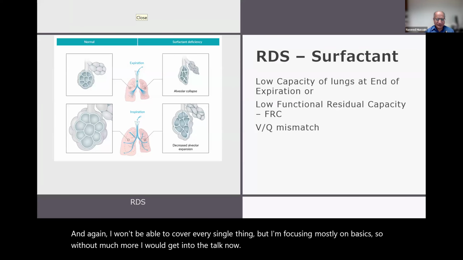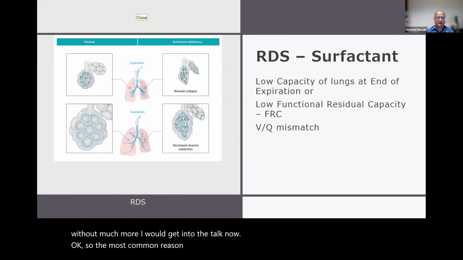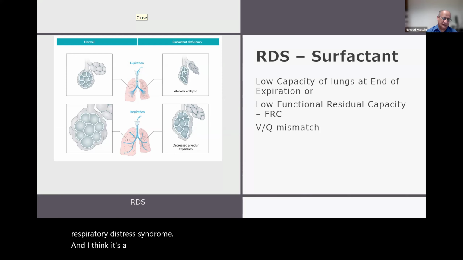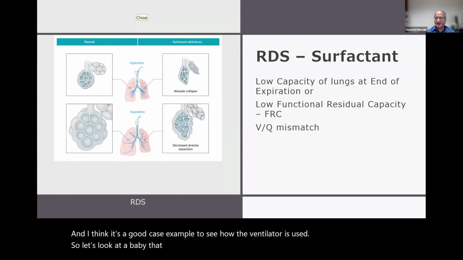Okay, so the most common reason we use ventilators in the NICU is to treat babies with RDS, or respiratory distress syndrome. And I think it's a good case example to see how the ventilator is used. So let's look at a baby that has RDS or surfactant deficiency.